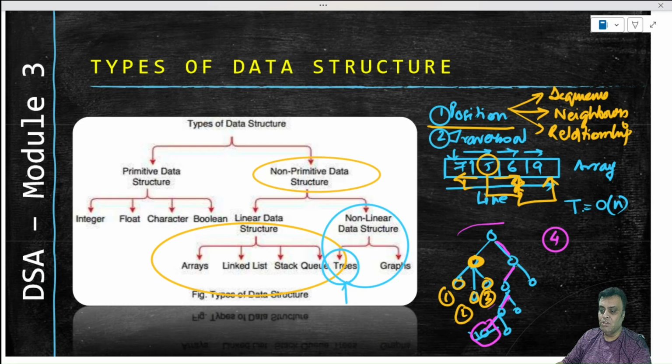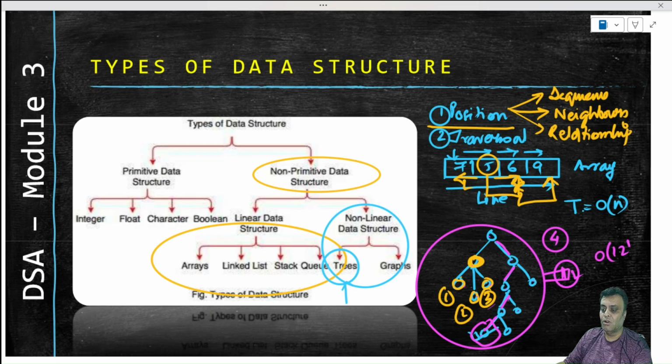So how many nodes are here? There are so many nodes here, right? So we have 1, 2, 3, 4, 5, 6, 7, 8, 9, 10, 11, 12. So out of 12 nodes, we need not have consumed all. So my order is not order of 12 then, right? So it's not order of 12 as compared to the linear array.